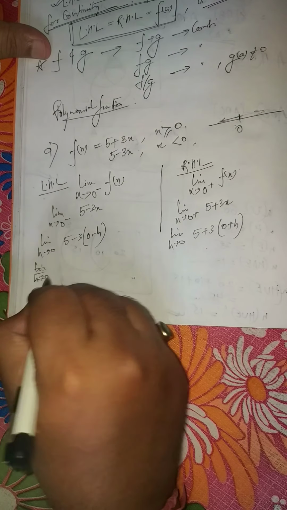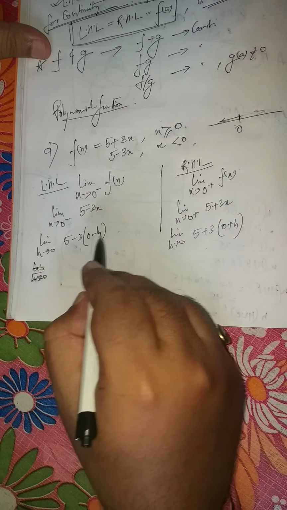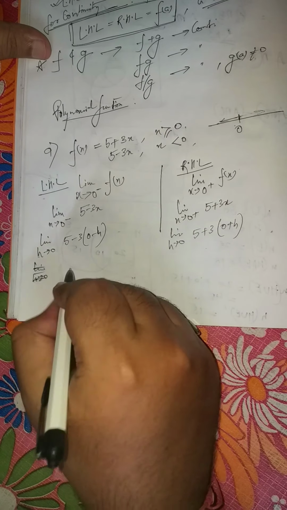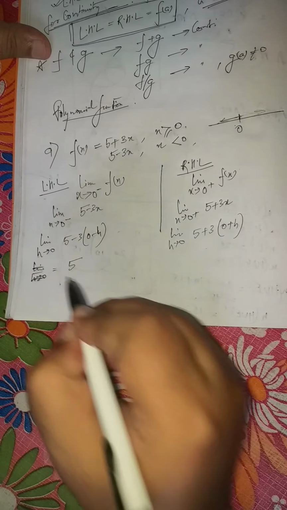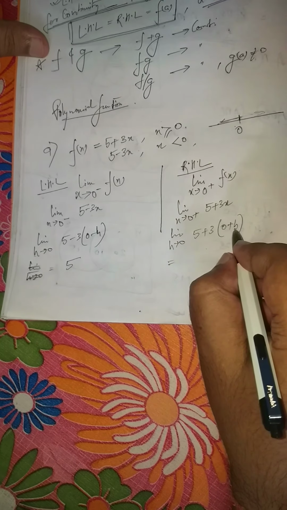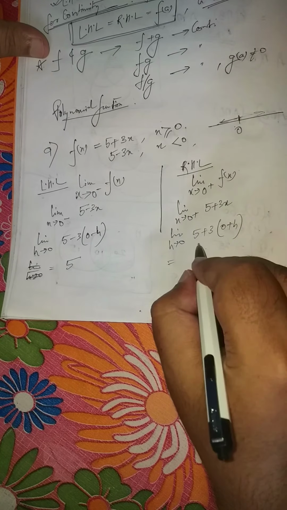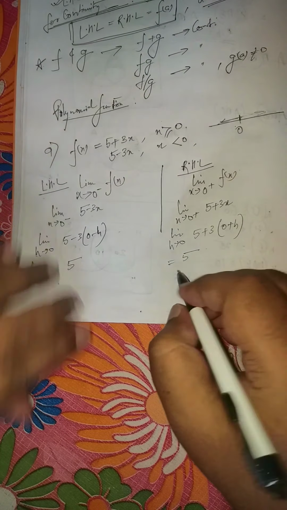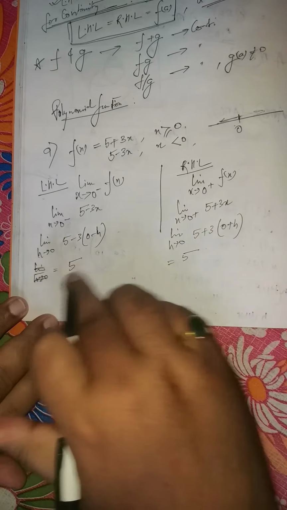Now you can directly substitute the value. 0 minus 0 is what? 0. So here the value is 5, the left hand limit. And again 0, so 0 into 3 is what? 0, so 5. So here left hand limit and right hand limit both were the same.